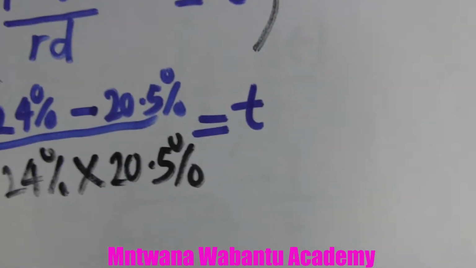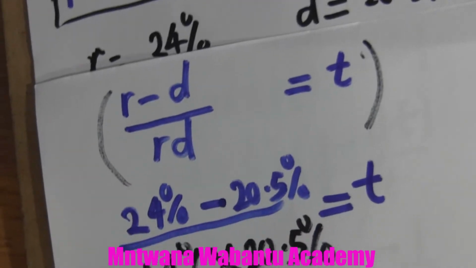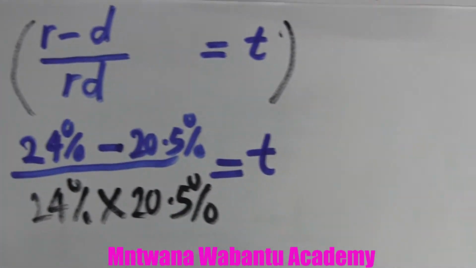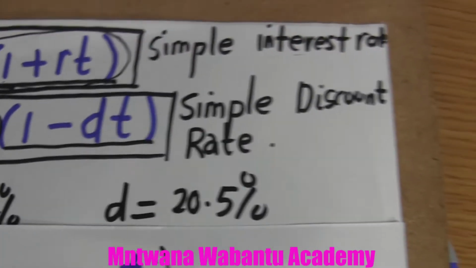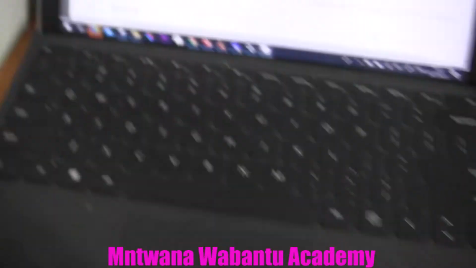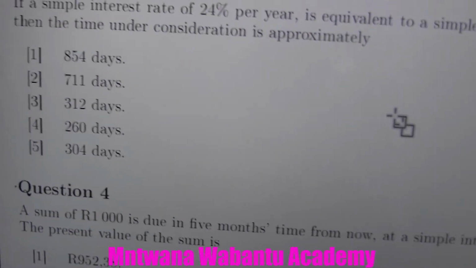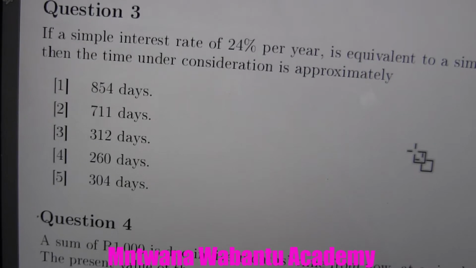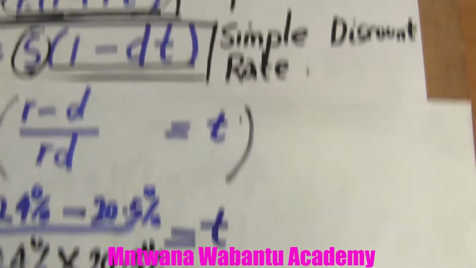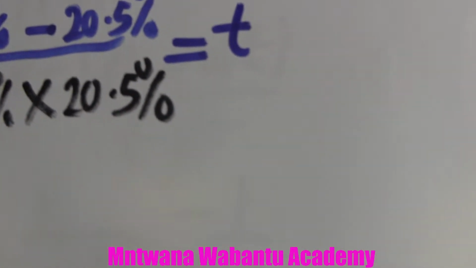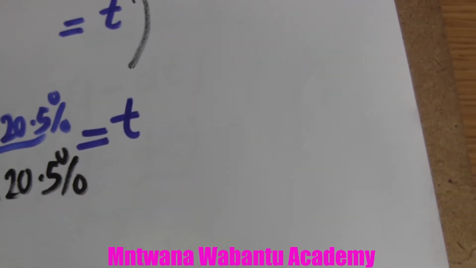But remember, the time you're going to get now is going to be in years. Okay? Time is going to be in years. And now, if you go to the option here, our time is in days. See? So how do we change? Okay, let's get the time first, and then we change to years. So if you plug it into the calculator, let me take my calculator and show you how to plug it in.